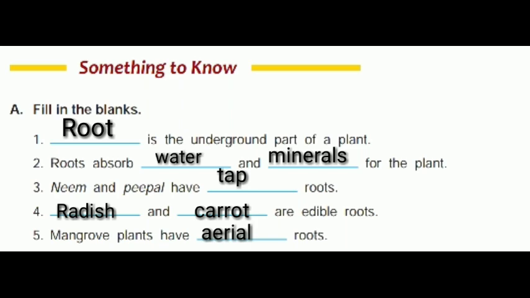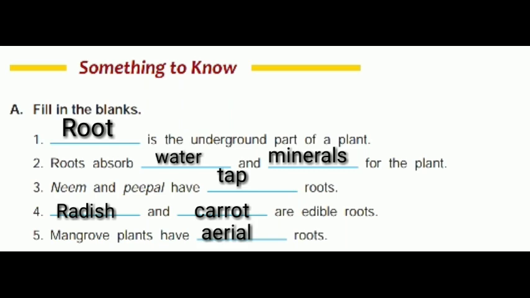Neem and peepal have which type of roots? Exactly, tap roots. Dash and dash are edible roots. So for edible roots, you can write anything. You can even write turnip. You can write beetroot also. Okay, so here I have just written radish and carrot. So if you have thought of other answers, even those are correct.